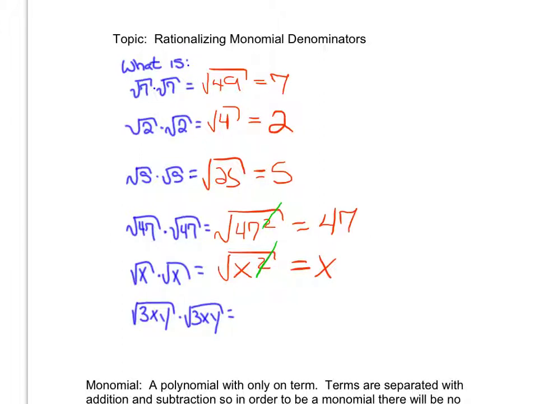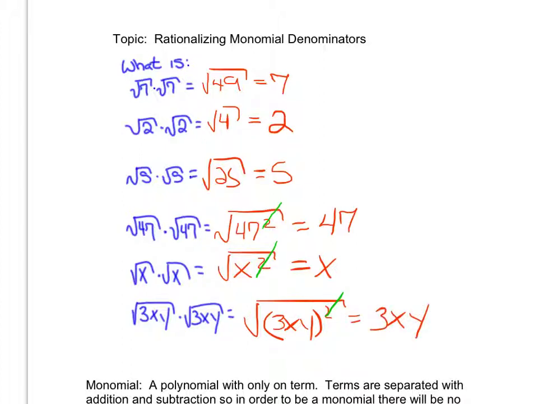Square root of 3xy times square root of 3xy is the square root of 3xy, all of it squared, or I could say the square root of 9x squared y squared. Either way I look at it, notice that my radical and my square are going to cancel, once again leaving me with just 3xy.